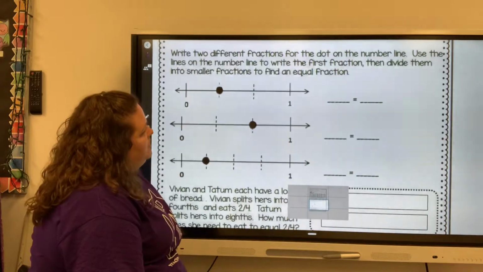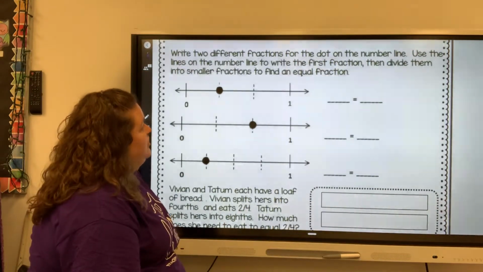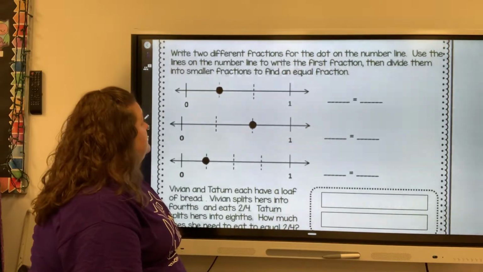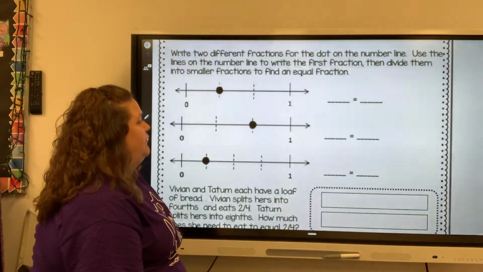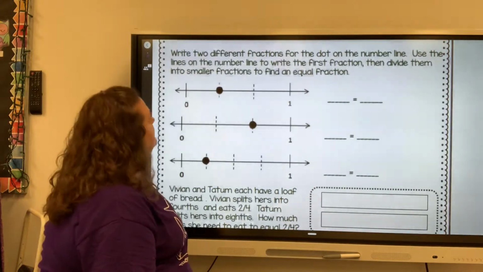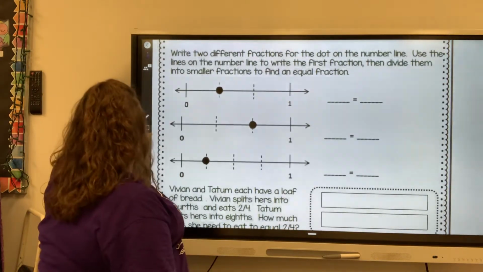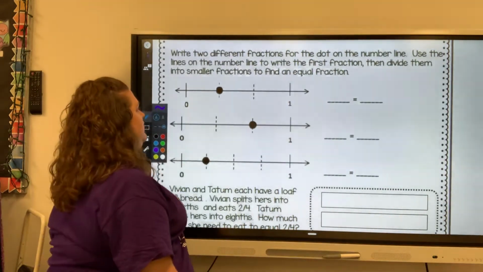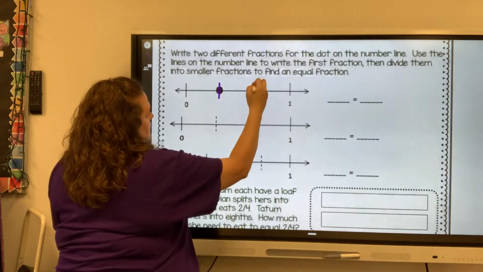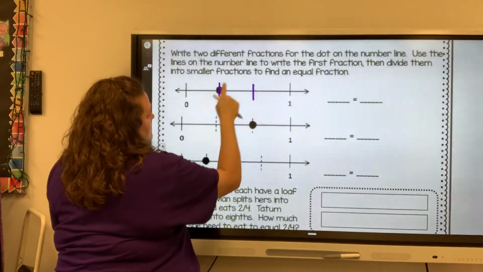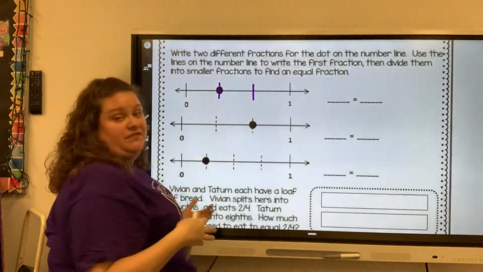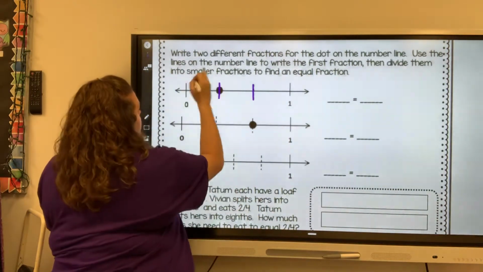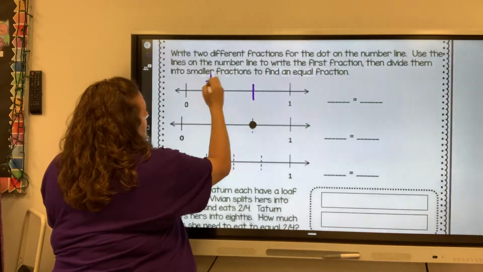Write 2 different fractions for the dot on the number line. Use the lines on the number line to write the first fraction, then divide them into smaller fractions to find an equal fraction. Okay, this one is going to be a little tricky. So we're going to do 2 fractions to find equivalent. We have this one, this one. So we have 1 piece, 2 pieces, 3 pieces. So we're dividing the top part into thirds. So we're going to do 1/3, 2/3.